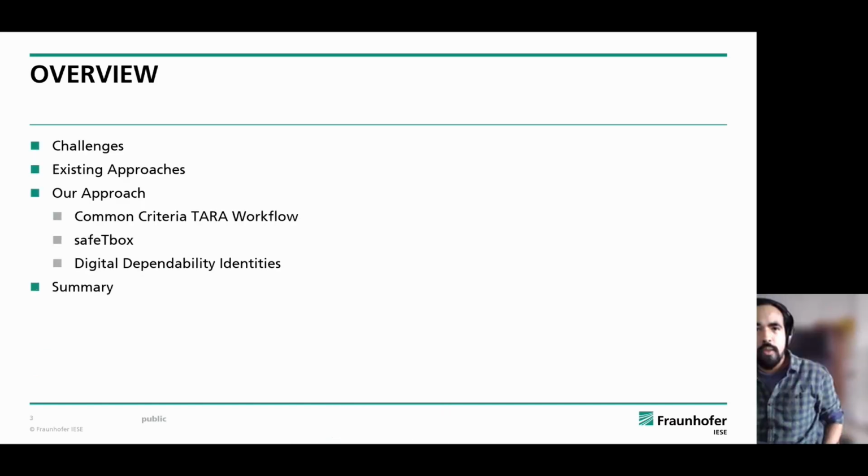So briefly to go over the talk, I'll be talking about some of the initial challenges we noticed in the domain of safety security, what current things we're aware of are being done there, and then I'll go on to talk about how we are going to approach things from our side, which involves embedding this method from the common criteria for threat assessment and risk analysis. How does this fit into Safety Box, and how the concept that we work on in the project that you mentioned, the digital dependability identities, can help us interoperate between tools and more seamlessly transfer the concept across.